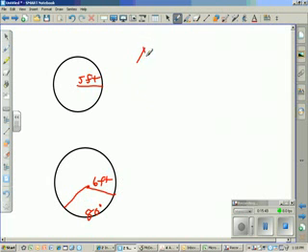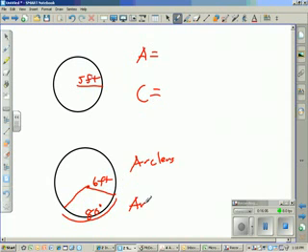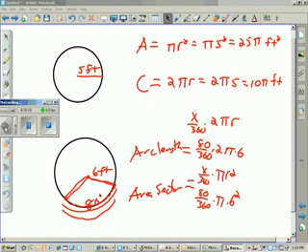Here's my 4 questions. What is the area of the whole circle? What is the circumference of the whole circle? What is the arc length of this part of the circle that has an arc of 80 degrees? And what is the area of the sector of this circle that has an arc of 80 degrees? I will pause it to allow you to finish those 4 problems. We'll check back in a minute or 2 with the answers.